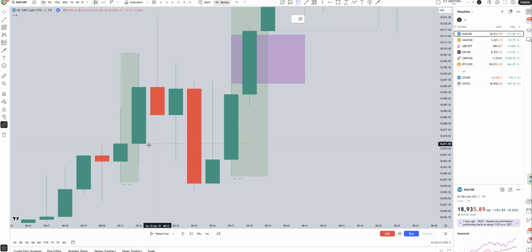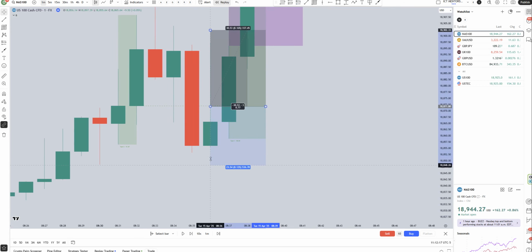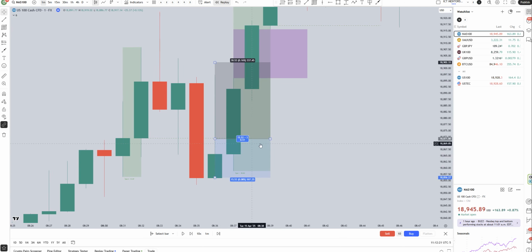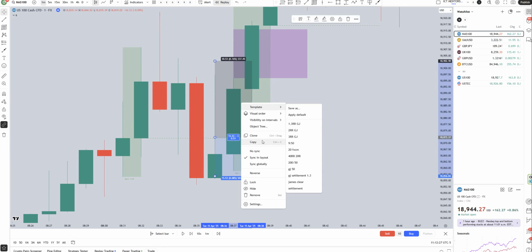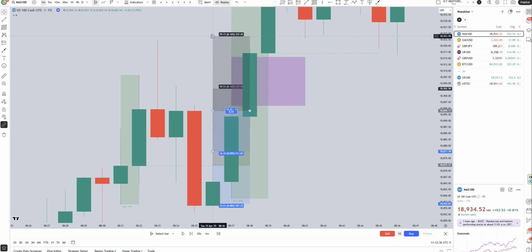And I entered here, which was not the best but that was mechanical. Plus 15 points. All right, we're not complaining. And then I entered again once price got to this high. Why? It's close to my valuation.